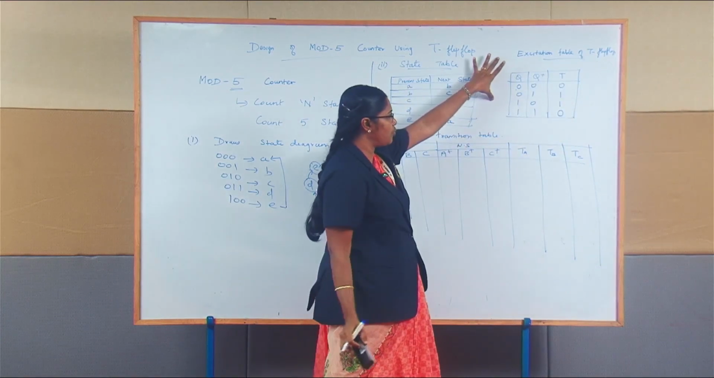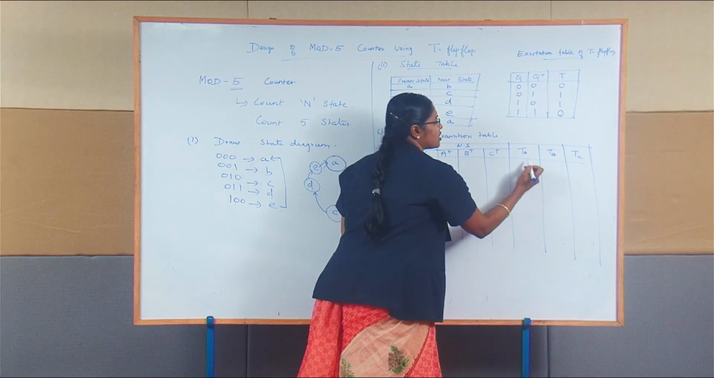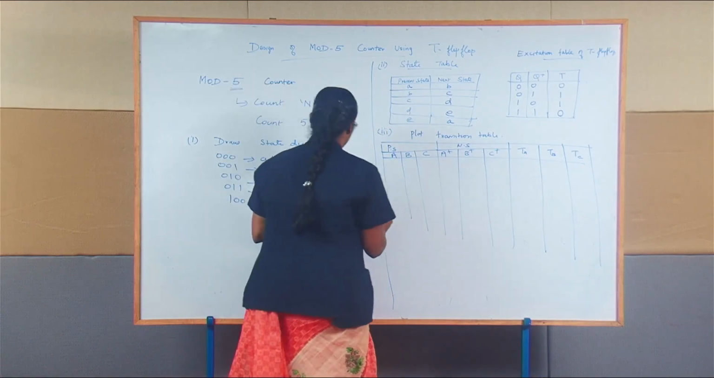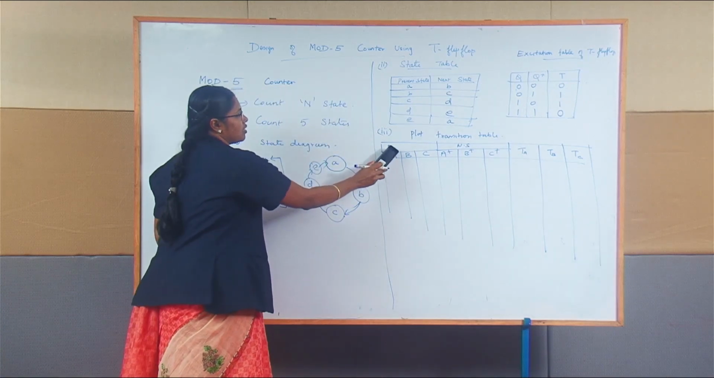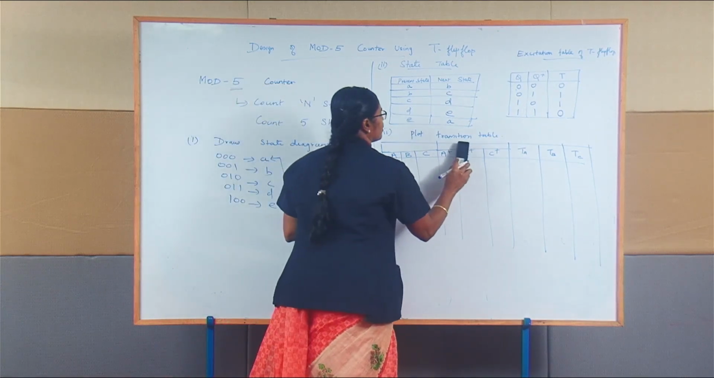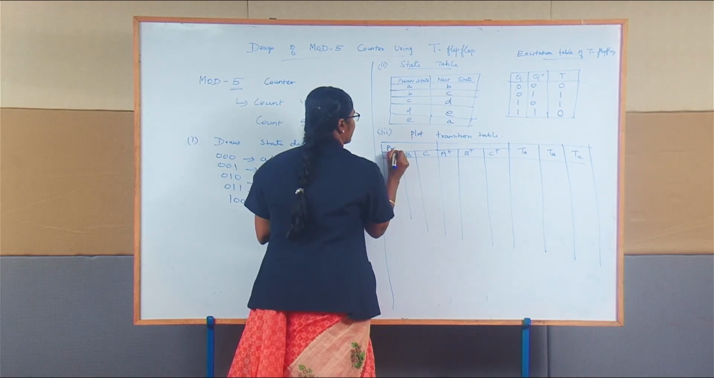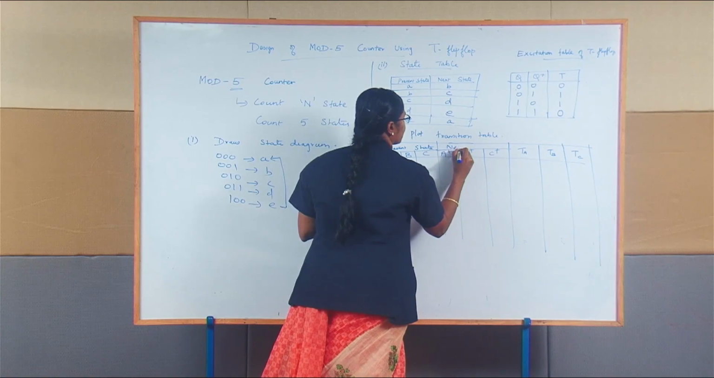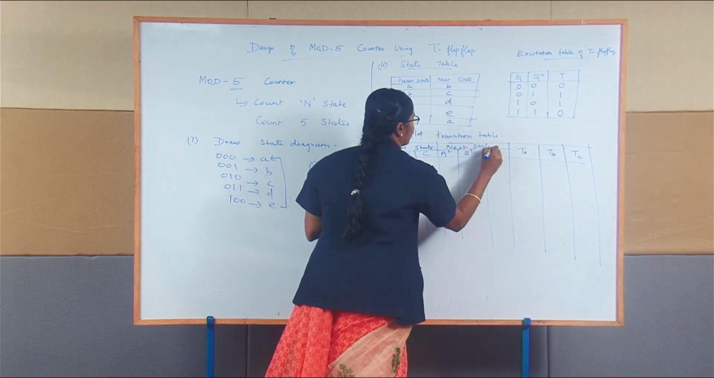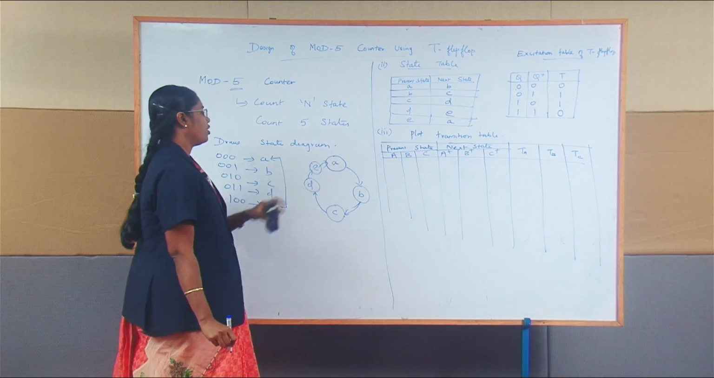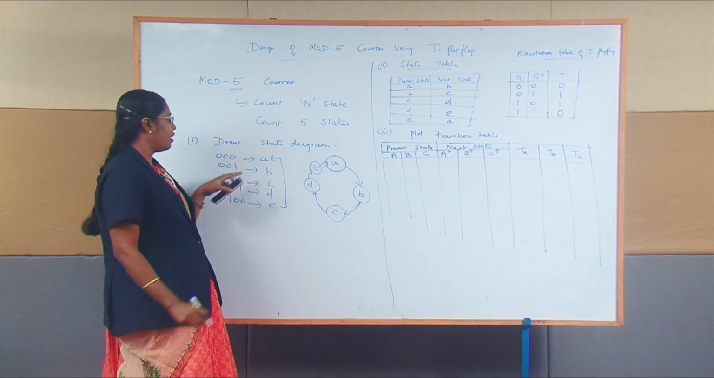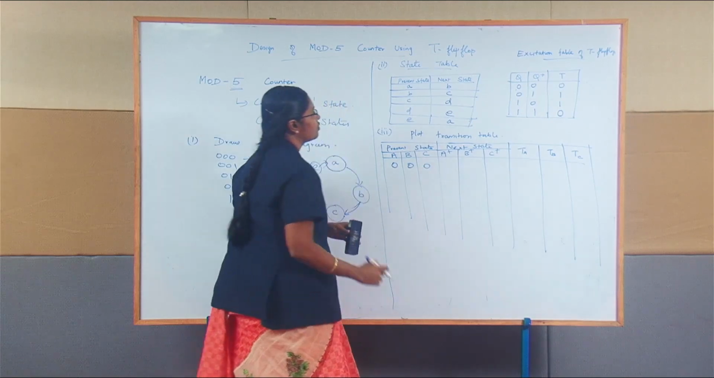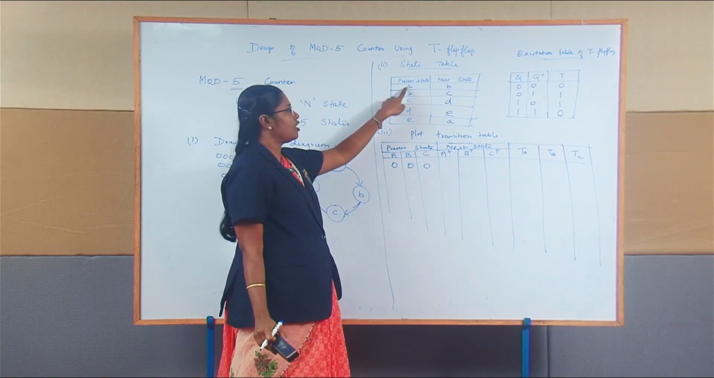By using this table, we are going to fill the values in the TA, TB and TC columns. So here, let us write the state. This is the present state and this is the next state. For the first state A, the binary value assigned is 0, 0, 0. So I am going to write 0, 0, 0.